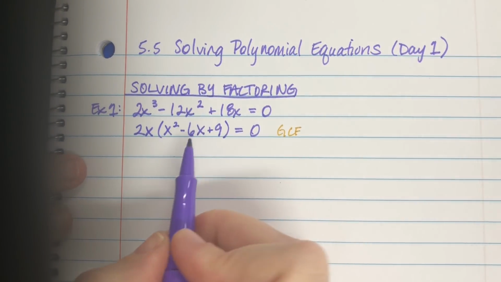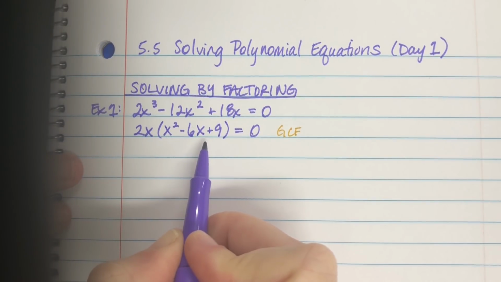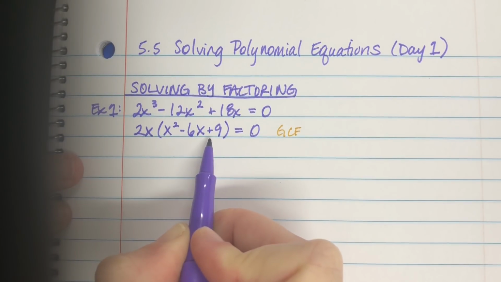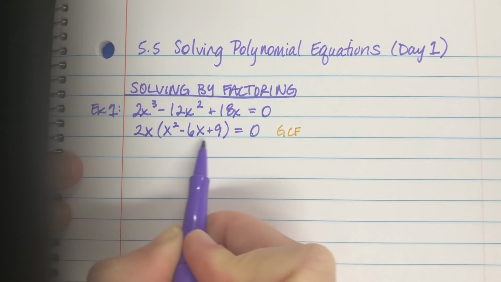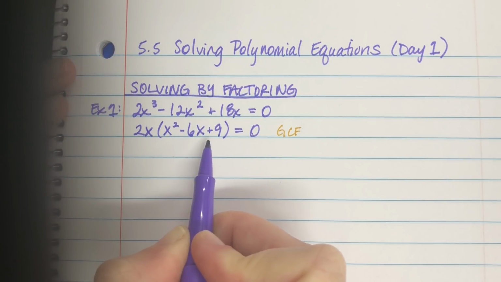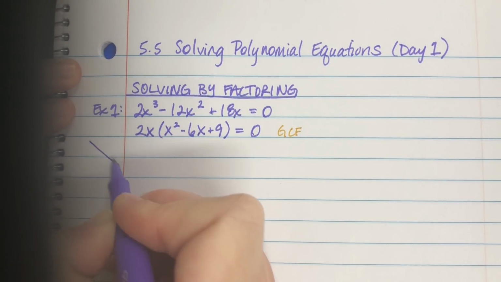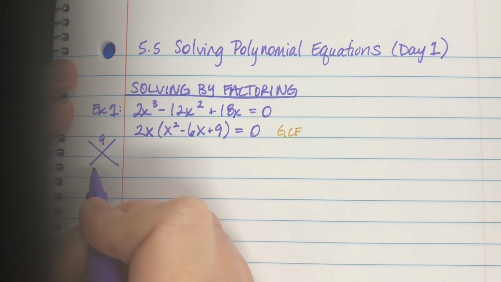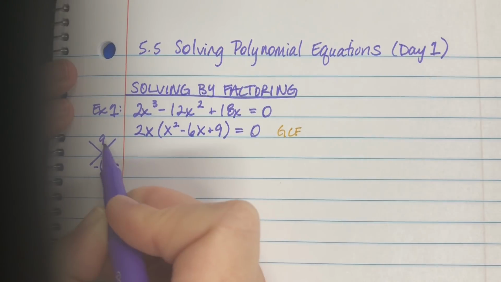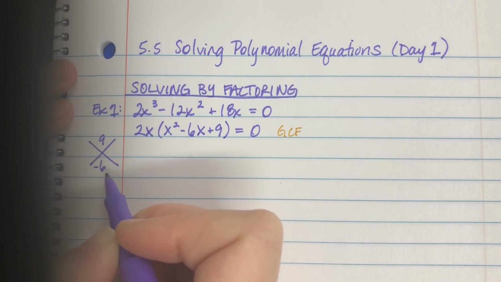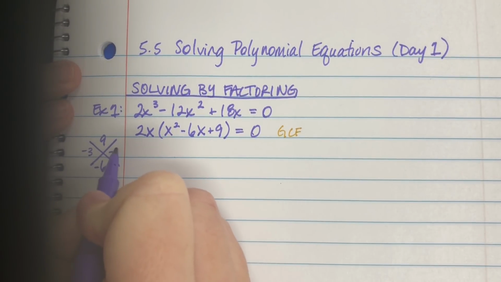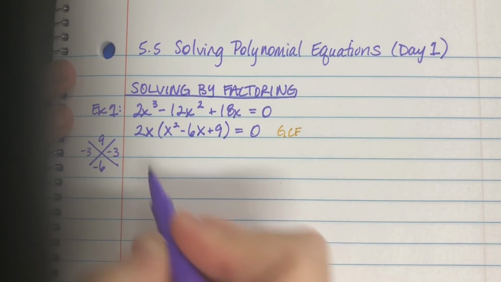Remember that we always want to take a look at what's left inside the parentheses to see if it can be broken down any further. You should be able to recognize at this point that you have 3 terms. Our only option for factoring 3 terms would be our x puzzles. Set your x puzzle up. 9 goes on the top, negative 6 on the bottom. I'm looking for 2 numbers that multiply to give me 9 but add to negative 6. Negative 3 and negative 3 are going to satisfy that.